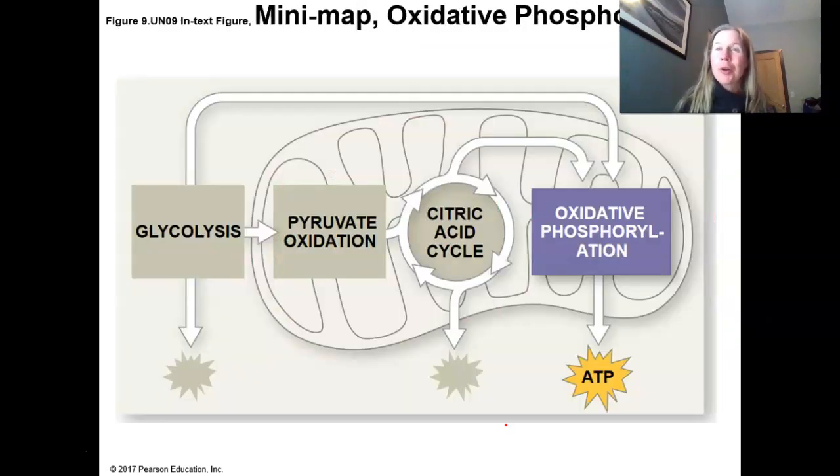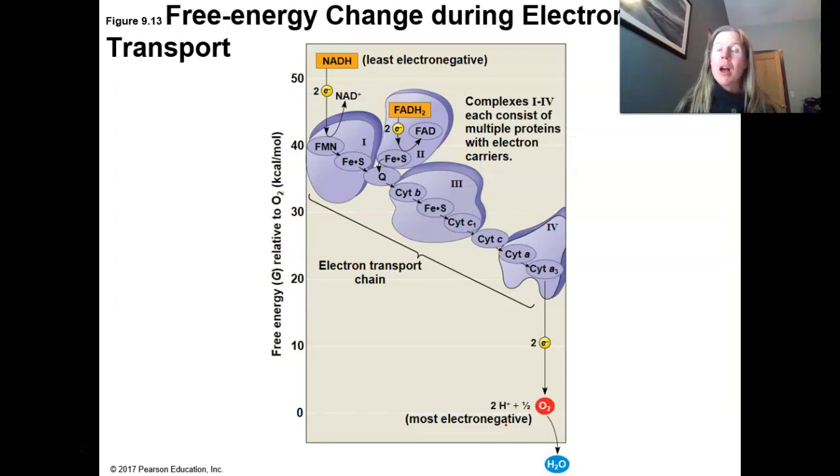Okay, so we're on to the final step here, oxidative phosphorylation. So oxidative phosphorylation, remember, included the electron transport chain and chemiosmosis. What we're going to see in the electron transport chain is a series of proteins that are embedded in the inner mitochondrial membrane. So the mitochondria actually has 2 different membranes. This inner membrane has the electron transport chain.